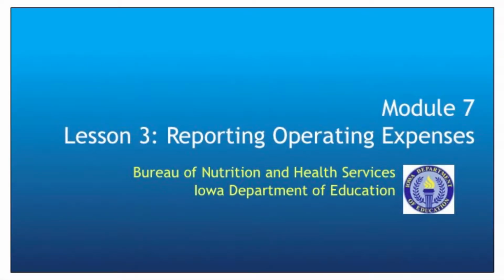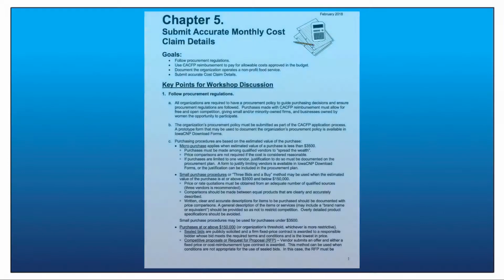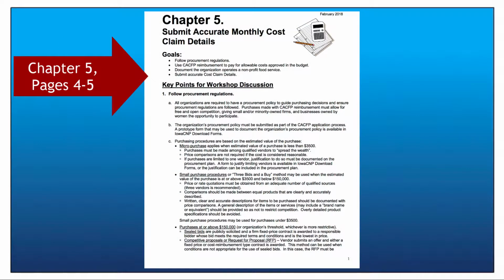Welcome to Module 7, Lesson 3. This lesson will discuss how to report CACFP operating expenses on the monthly cost claim details. The information is found in Chapter 5 of the CACFP Administrative Manual.